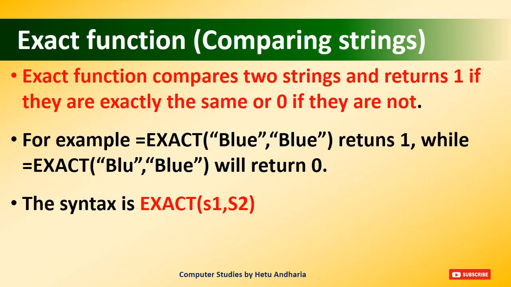Now how does it work? The EXACT function compares two strings and returns 1 if they are exactly the same, and if they are not the same, then it returns 0. For example, EXACT into bracket double quotes blue, comma, double quotes blue, then it returns 1 since it is the same. And if it is different, it will return 0. The syntax is equal to EXACT into bracket cell 1, comma, cell 2, or string 1, comma, string 2.